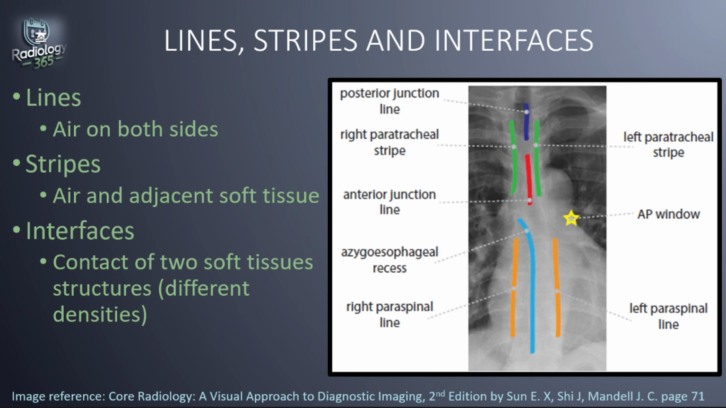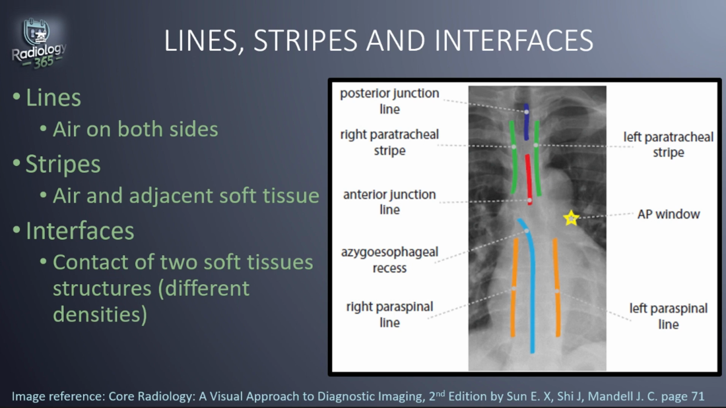While I'm giving these descriptions, kindly keep an eye on the illustration that has been shown here, to know the exact places that would be ideal for you to look for these particular lines and interfaces. The anterior junction line is formed by 4 layers of pleura. That's the parietal and visceral pleura of each lung. And it's called junction because it's basically where both lungs meet.